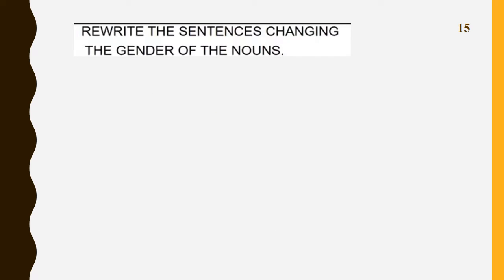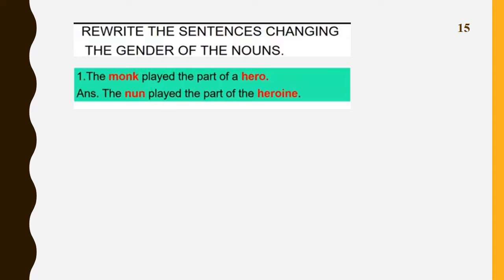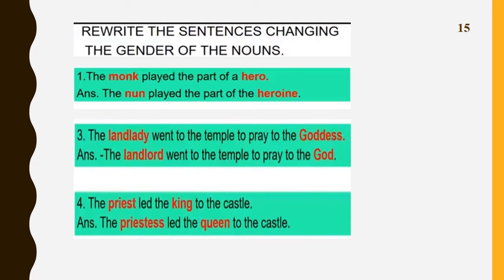Rewrite the sentences changing the gender of the nouns. The monk played the part of a hero. The nun played the part of a heroine. The landlady went to the temple to pray to the goddess. The landlord went to the temple to pray to the god. The priest led the king to the castle. The priestess led the queen to the castle.